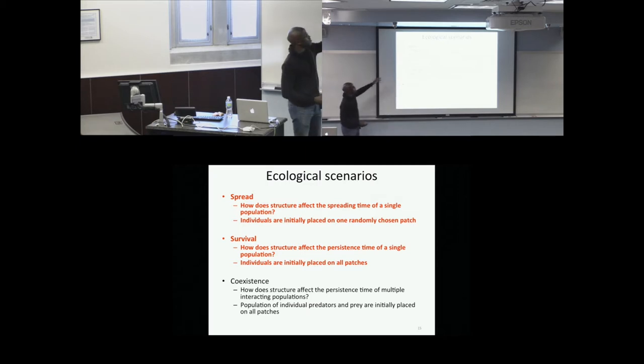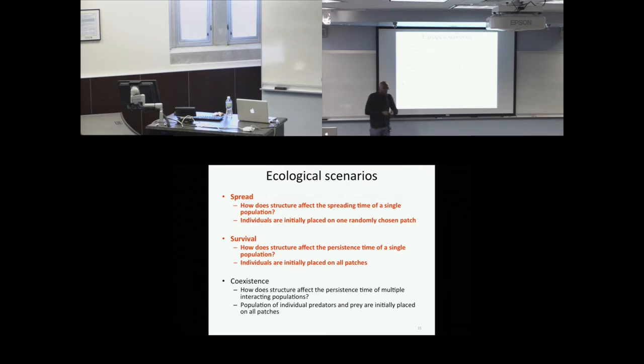How did we measure spread? Again, we wanted to see if we could link network structure to the time it takes to spread. And the way we measured spread in our network models was that we plopped a population of prairie dogs on one patch, and we measured how long it took for them to populate every single patch in our network. We're only working with six network patches at this time.